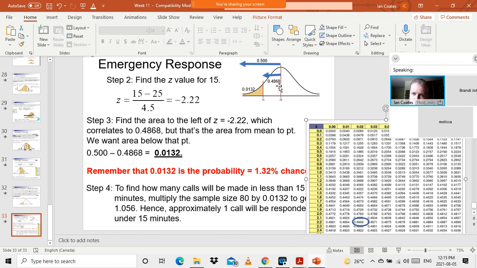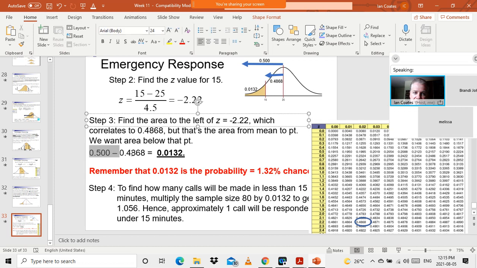We don't want this area. We want this area. So what we have to do is subtract 0.5, because that's the total area here, minus this gives us an answer of 0.0132, which is 1.32%, which is very small, which now correlates to our original guess of a small answer. I'll do that all again.